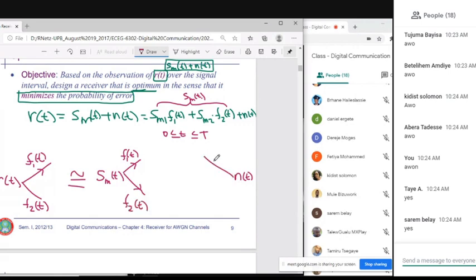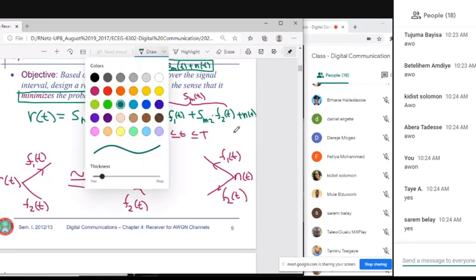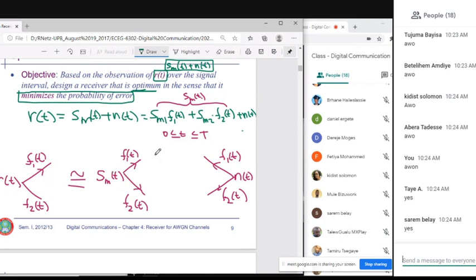So you project n of t on the basis function f1 of t. Again, you project n of t on the basis function f2 of t. So when you project sm of t on f1 of t, we know that we would get sm1. And of course, when we project n of t on f1 of t, we would get a noise component n1. If we project both sm of t and n of t, what we would be getting is sm1 plus n1.